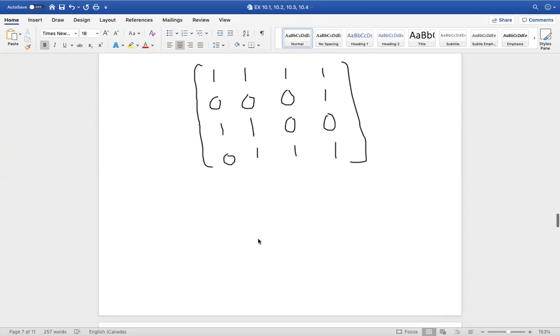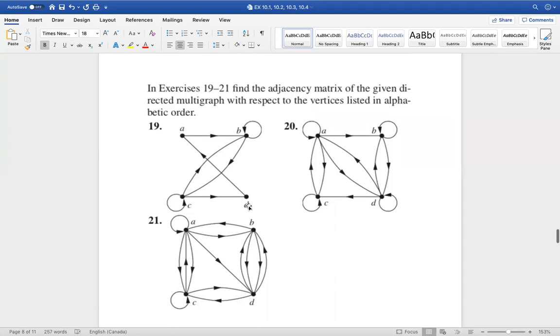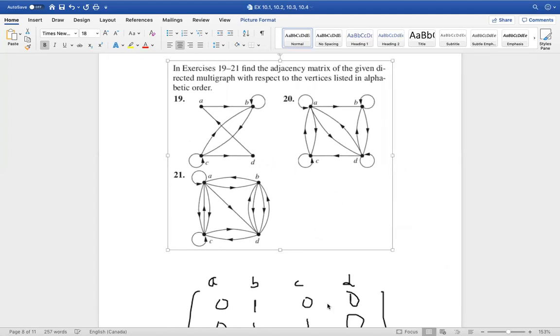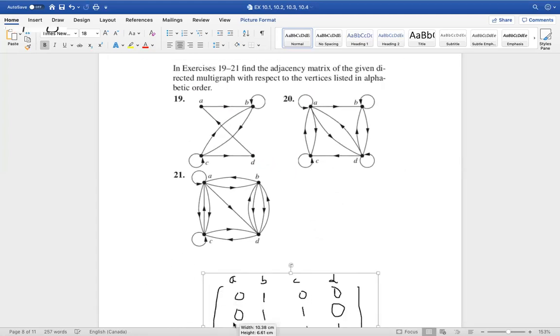All right, let's move on to the next one. For question number 19, we pretty much have to do a similar thing. We have to find the adjacency matrix of the given directed multigraph with respect to the vertices listed in alphabetic order. Just like the previous one, it's not a big logic here. It's pretty much similar to what we have done before.